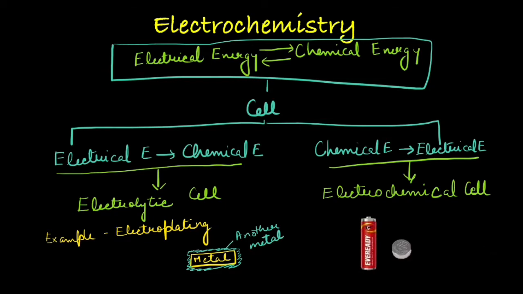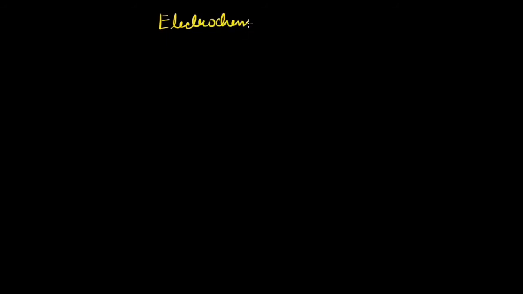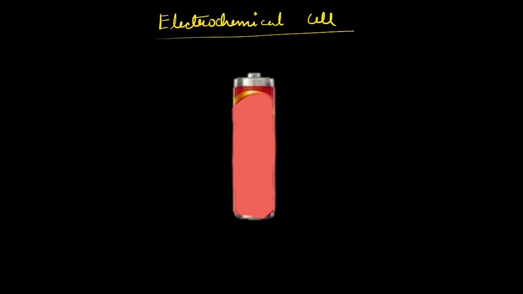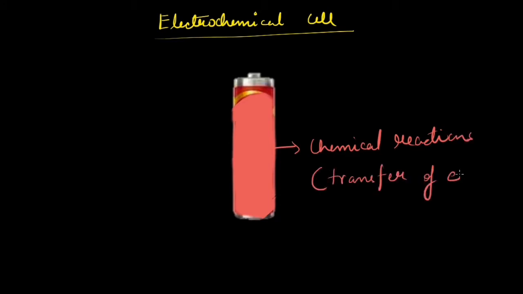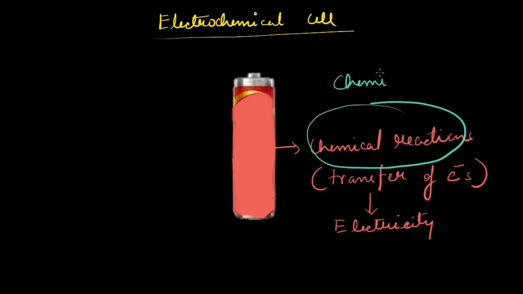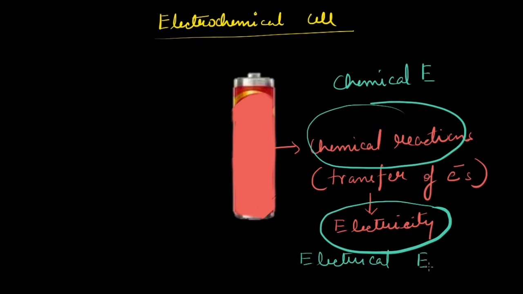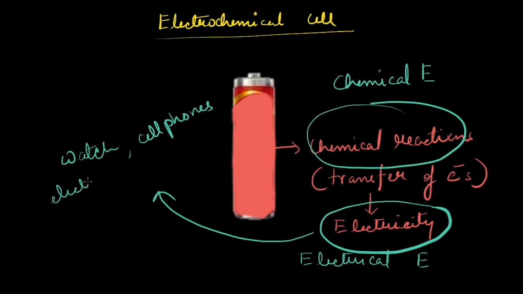So let's first discuss electrochemical cells. In electrochemical cells, chemical energy changes to electrical energy. But how does this happen? First of all, a chemical reaction happens. And during this chemical reaction, transfer of electrons occurs. And we all know the transfer or movement of electrons is called electricity. Therefore, this transfer leads to electricity. So we can say that during this chemical reaction, chemical energy changed to electricity or electrical energy. And this electrical energy is used to supply power to watches, cell phones, and other electronic gadgets.